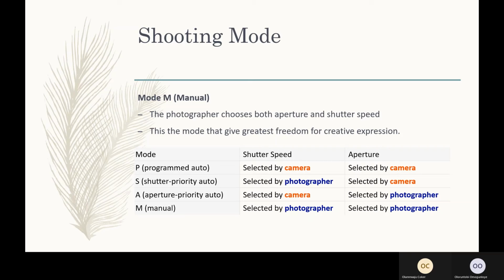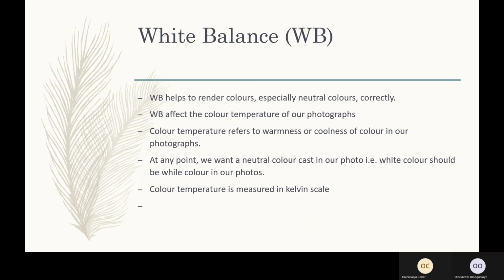Now, here, you are the one that determines the value of your three variables: your aperture, shutter speed, and ISO. You determine that one on your own. You are taking the control away from the camera. Now, another thing that we need to know when we are shooting using our camera is what we call white balance.